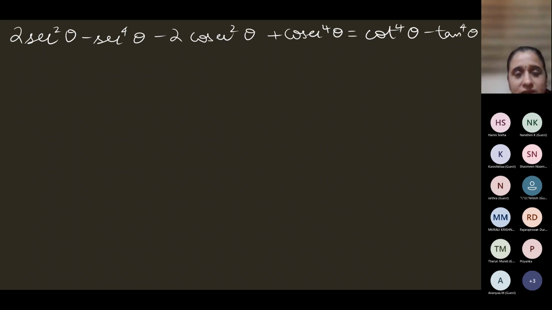We need to take up the LHS and see if we can get the RHS. If we don't get the RHS, then we have to work the RHS and show that the LHS is equal to the RHS. All right.